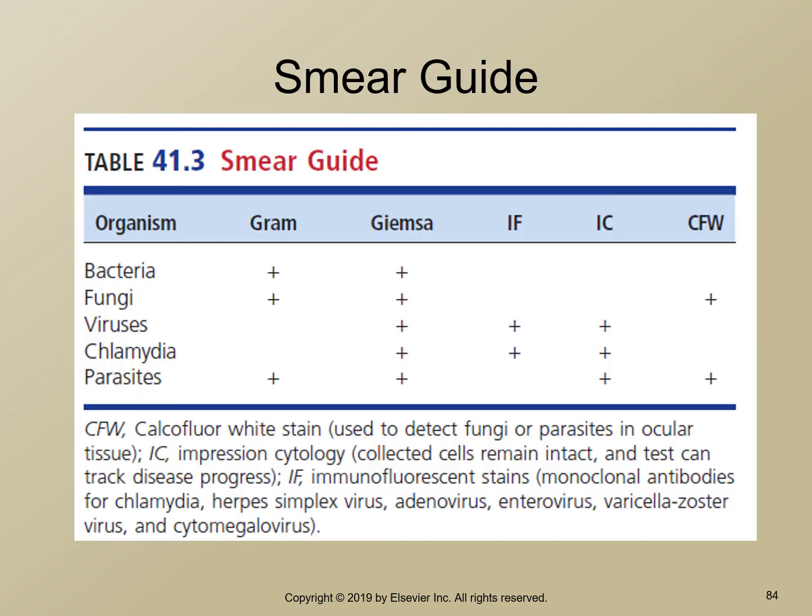Table 41-3 provides a summary of stains that are routinely used in ocular microbiology and appropriate applications of each procedure. The Gram stain and Giemsa stains should be used for any suspected cases of bacterial infection. Calcofluor white stain should be added to rule out fungal or parasitic diseases. And fluorescent or acid-fast stain is used to detect the presence of acid-fast organisms.